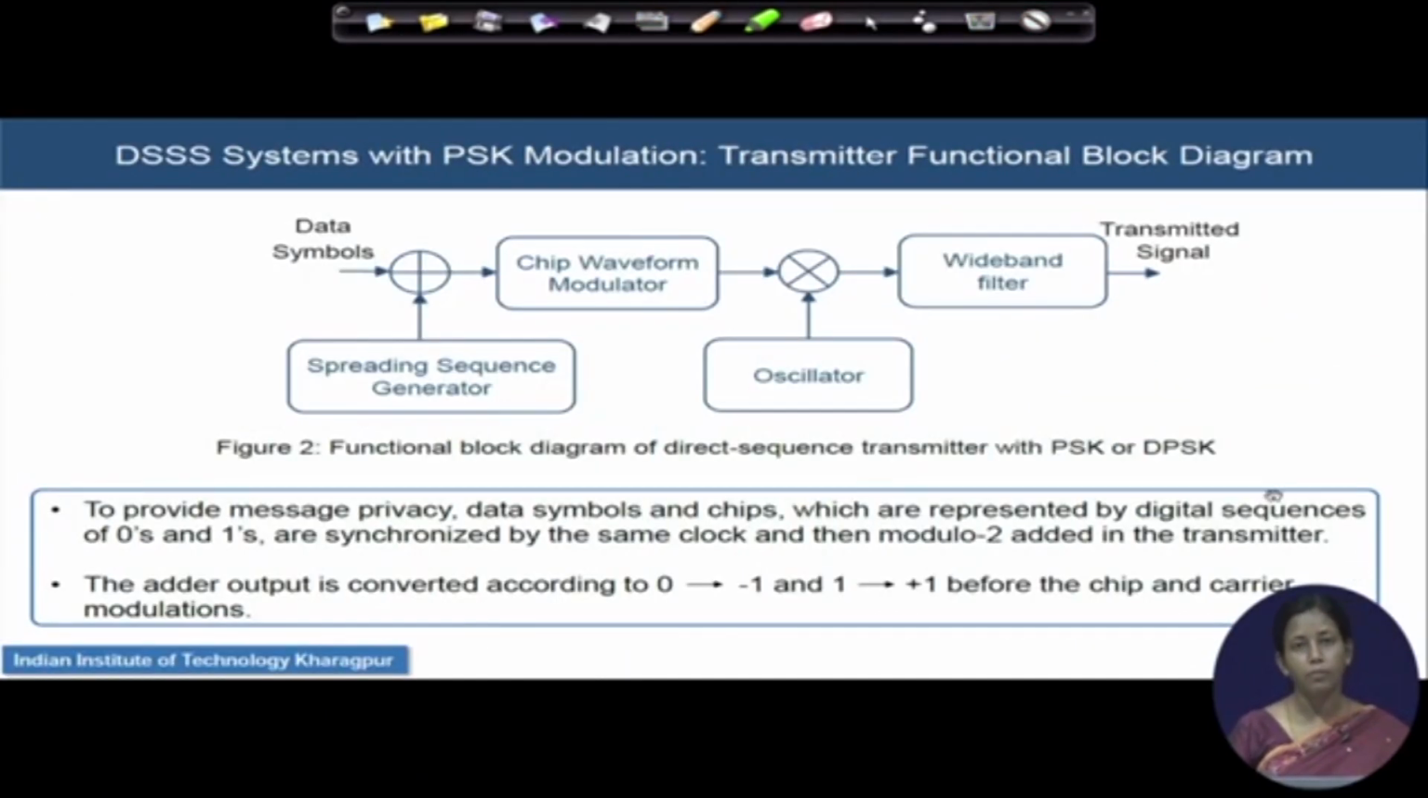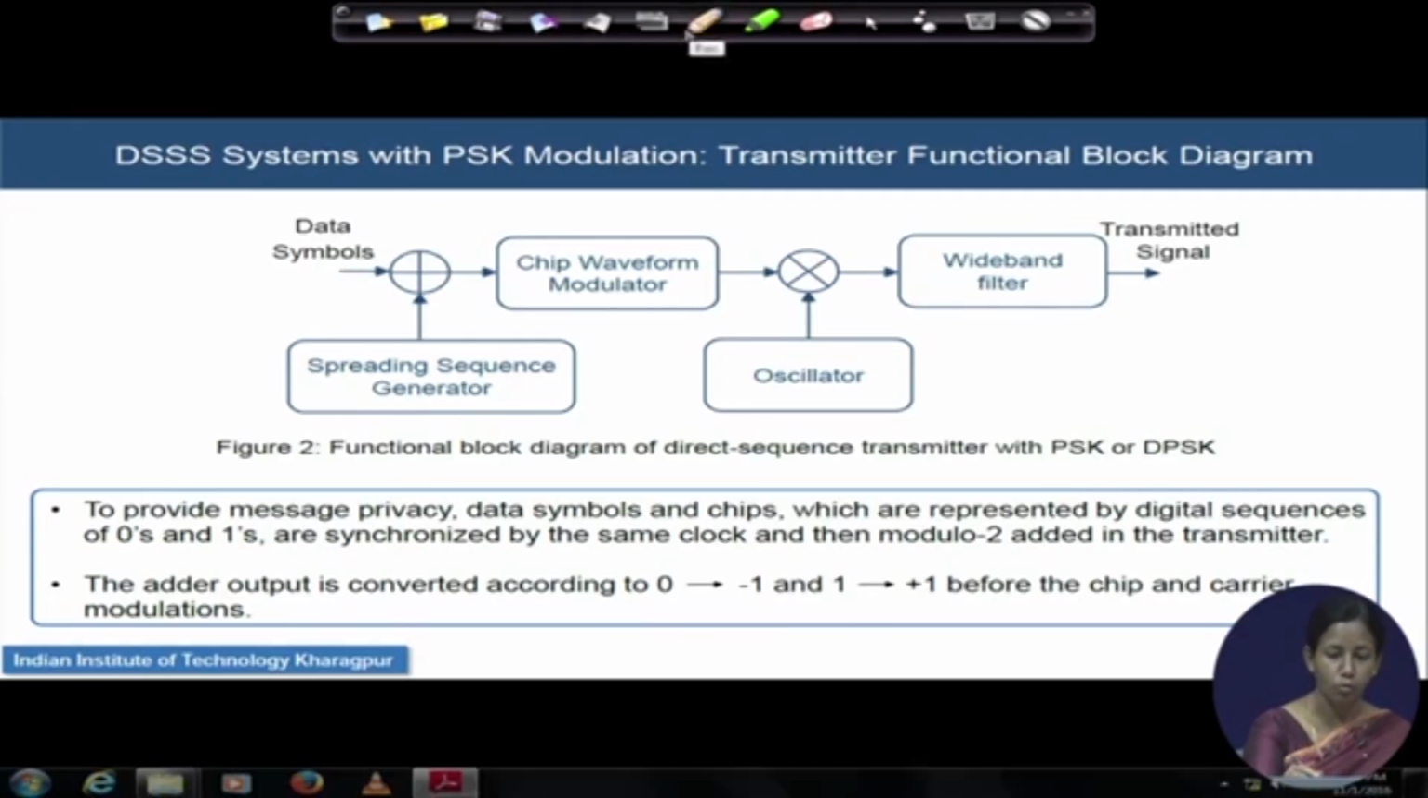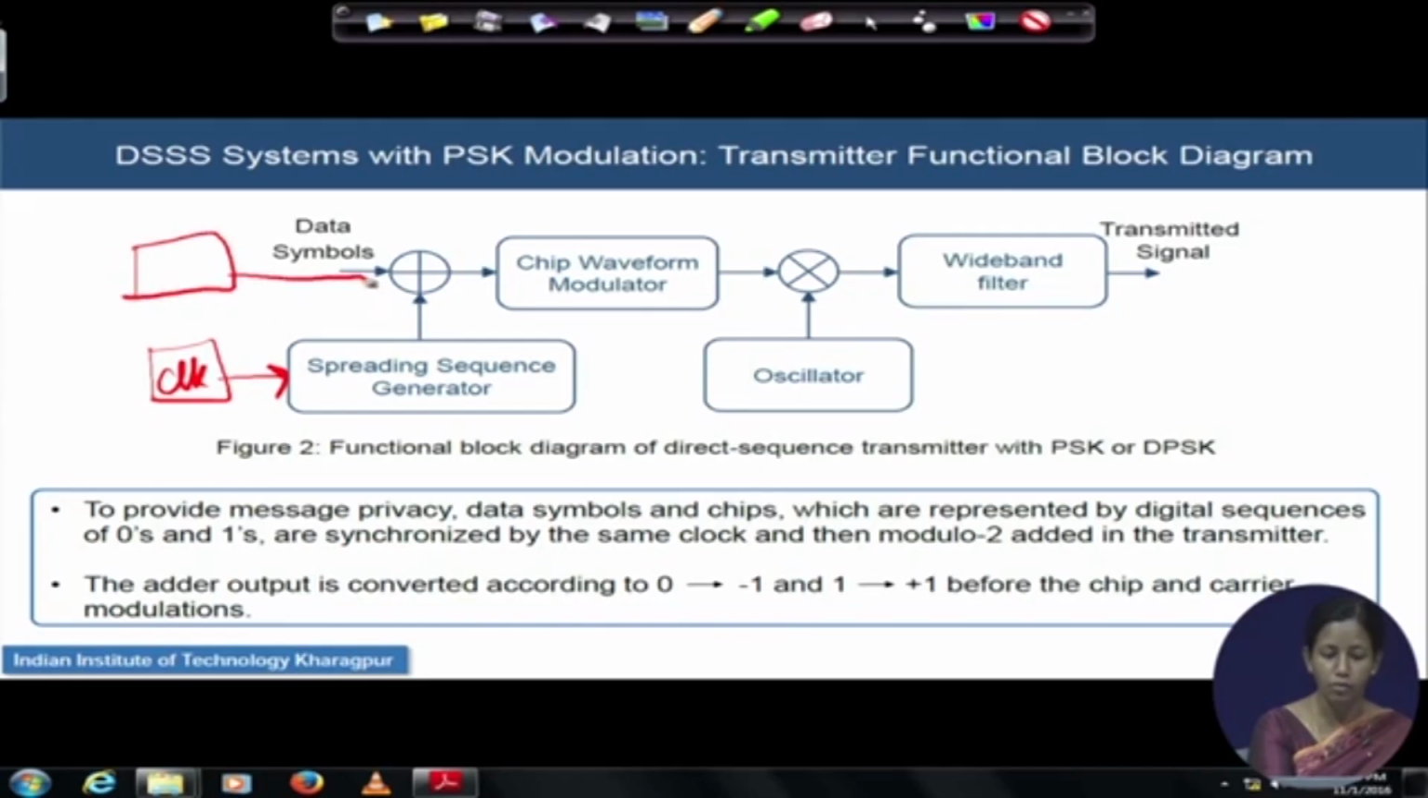This is the conceptual block diagram of generating the spread spectrum signal in the transmitter, where the direct sequence transmitter is utilizing the PSK, either binary phase shift keying or differential phase shift keying. The data symbols and the spreading sequences, both, in order to bring them in sync, we drive both circuits by the same clock. Here we have a data generator block which is generating the data symbols, zeros and ones. So, the clock will be driving both the data generator and the spreading sequence generator at the same time.